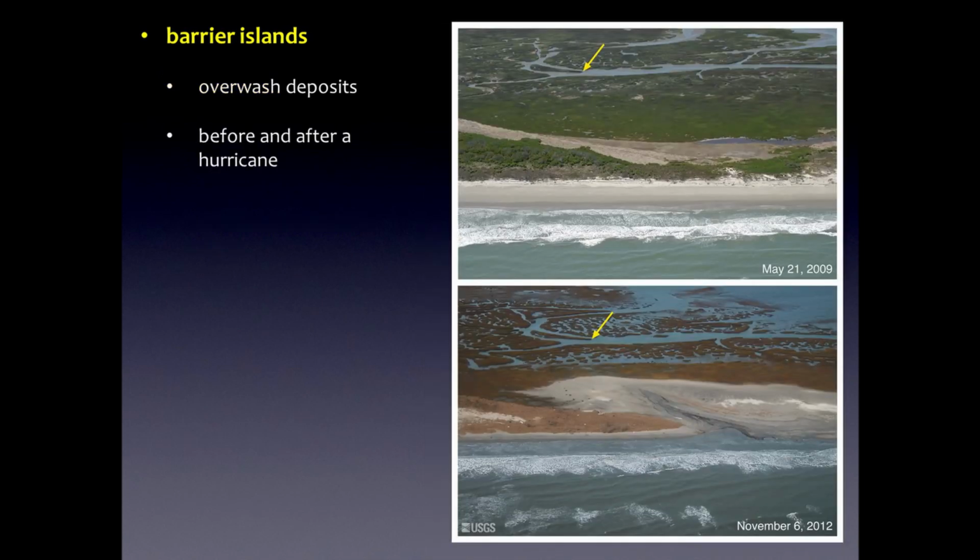As I stated in the previous slide, we typically see these in association with hurricanes. Here we have some overwash deposits associated with Hurricane Sandy, which we talked about. And what you'll see here is that the yellow arrow points to the same location, and that beach has almost completely disappeared after the storm as a result of storm waves and the storm surge picking up all the sediment on the beach and moving it into that back barrier or lagoonal environment that sits behind the beach of the barrier island.